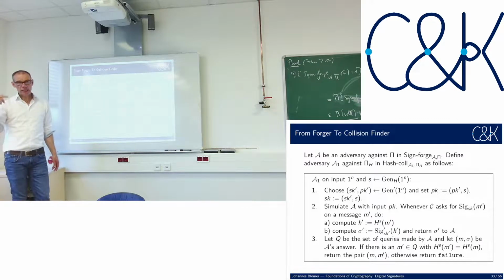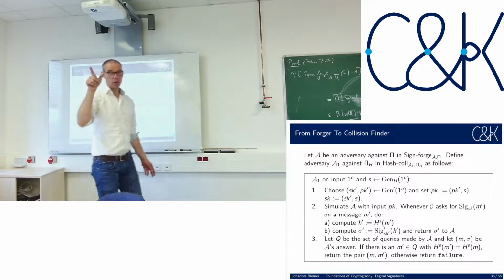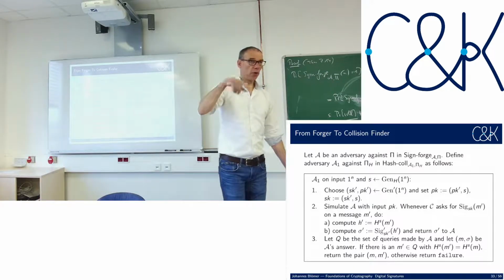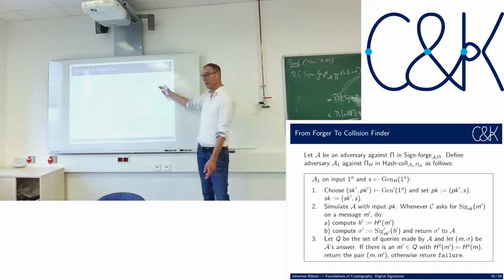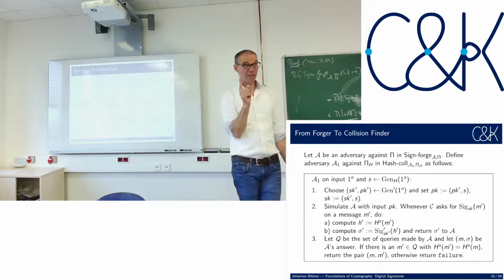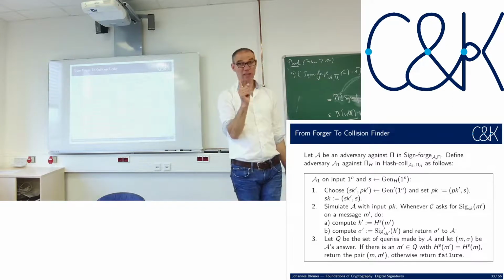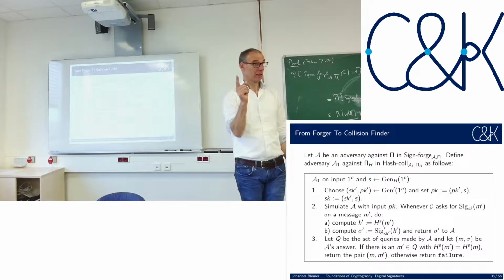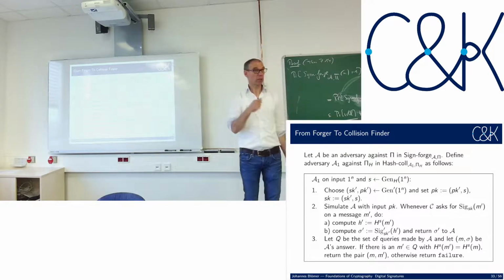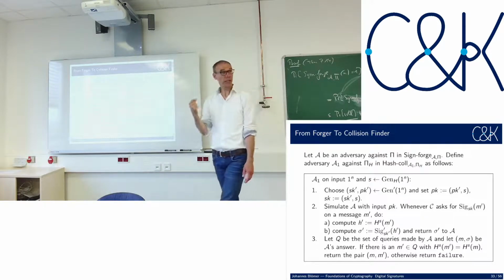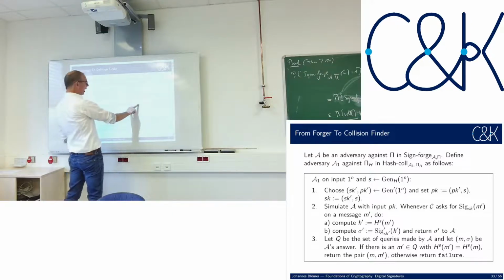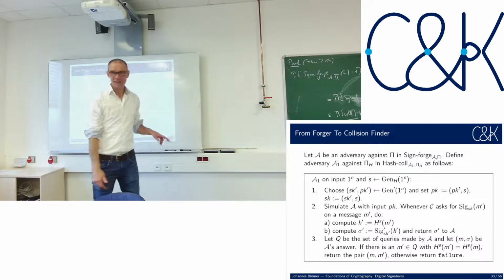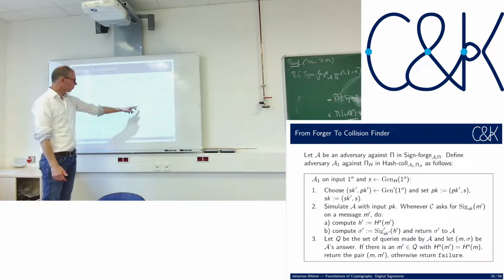Now A is allowed to make queries for the scheme pi. But A1 is just a collision finder. It doesn't have any queries, right? So it has to answer these queries all alone on its own. But as we'll see, it can do that easily. So we simulate A.